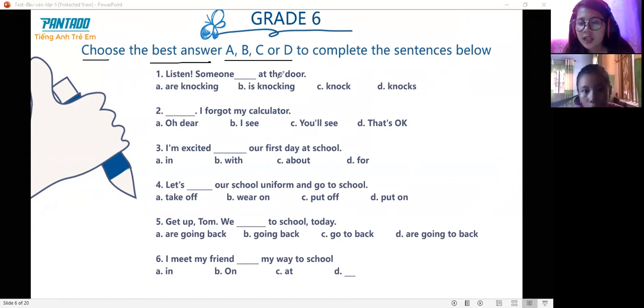Okay, can you read the instruction? Choose the best answer, A, B, C, or D, to complete the sentences below. Okay, can you pronounce answer, not answer? Answer. Answer. Sentences. Sentences. Okay, very good.